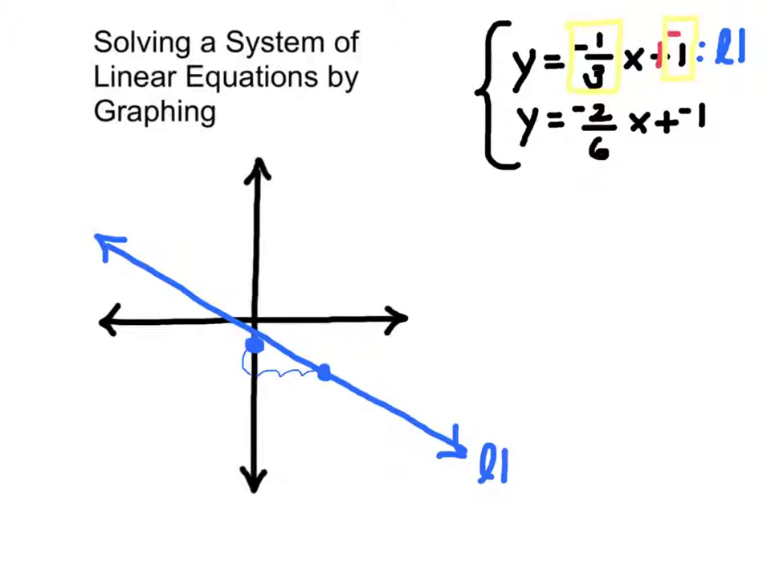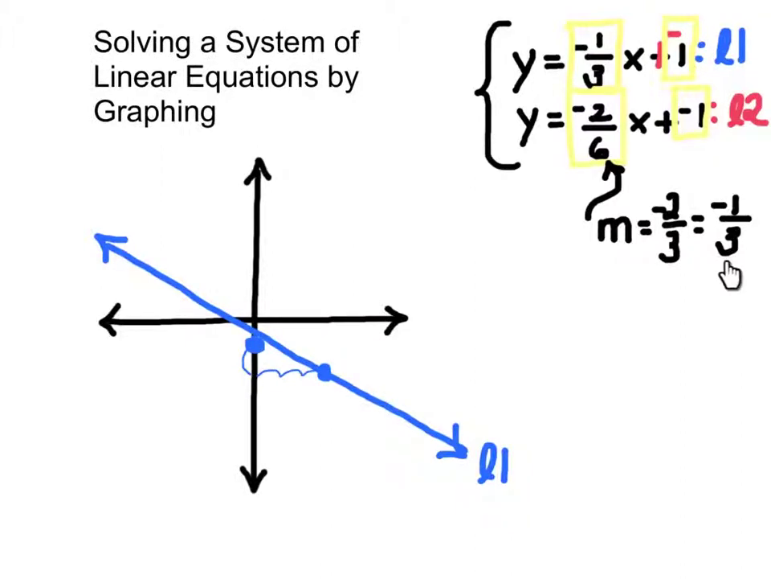Okay, here is line 2, and I hope that you're noticing something. Line 2 has the same y-intercept. The slope m for line 2 is negative 2 over 6, which reduces to negative 1/3. Notice that the slope for line 2 is now actually equal to the slope of line 1, which means they have the same slope. They have the same y-intercept and the same slope.